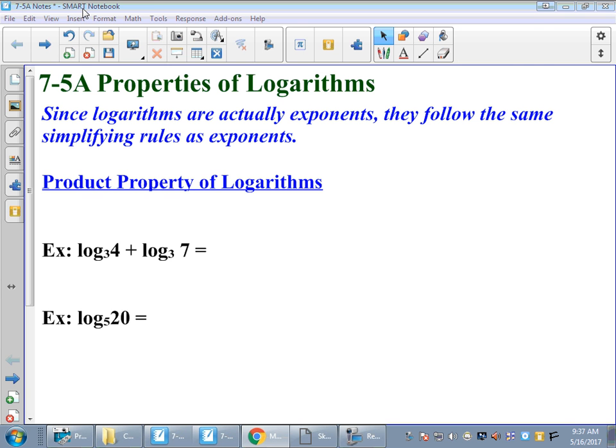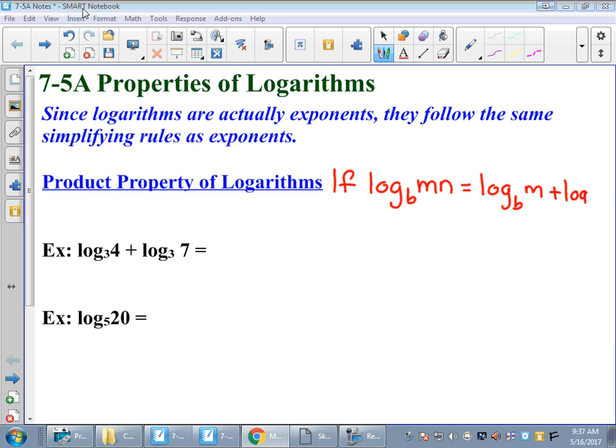So the product property basically states that if you have log base b of m times n, you can rewrite that as the log base b of m plus the log base b of n. Now, this goes both ways. So instead of saying if, I could have used the IFF, saying if we have a product, we can rewrite that and expand it into two separate logs being added together. If we have the addition of two logs, we can simplify that and make them a product.